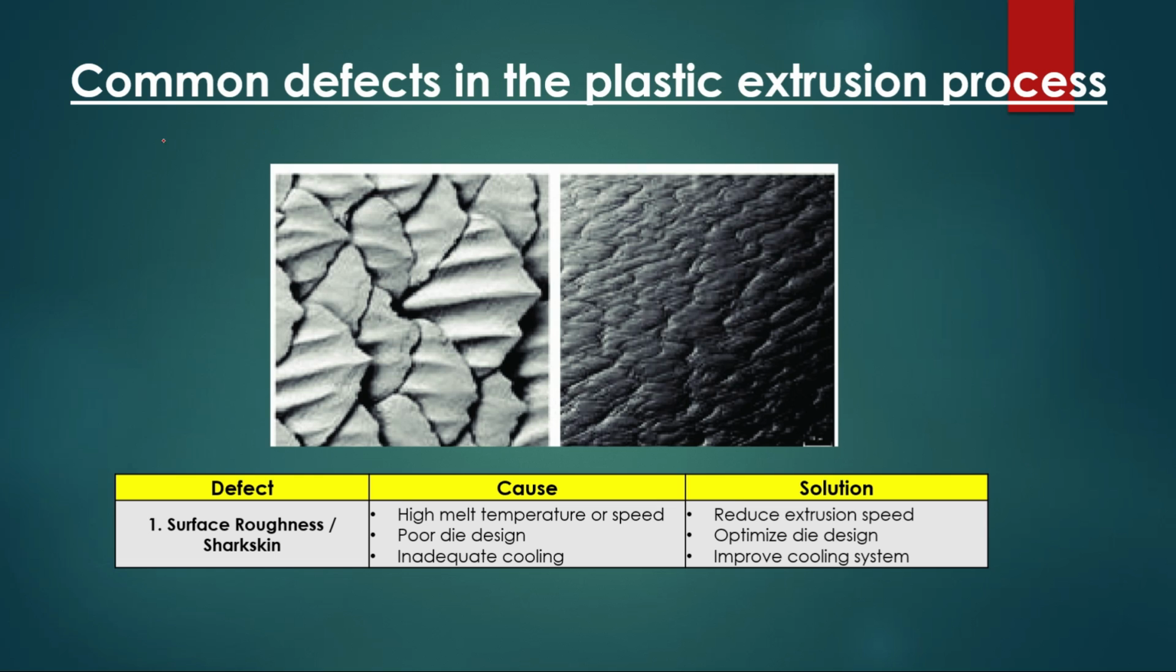So these are some common defects, like shark skin. Shark skin, as you can see, is like a fish surface texture. This shark skin is due to poor die design, inadequate cooling, not proper cooling, and high temperature and high speed. We can avoid these defects by reducing the extrusion speed, optimizing the die design, having a good die design, and improving the cooling system.